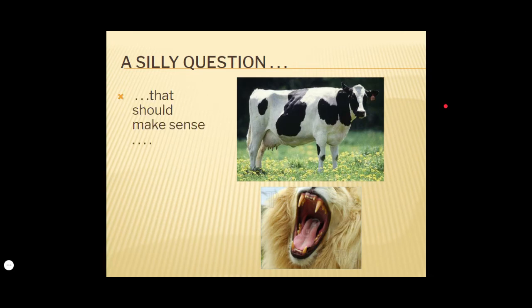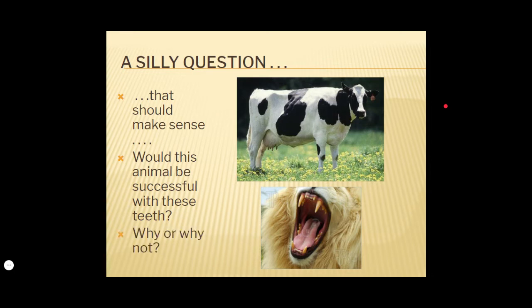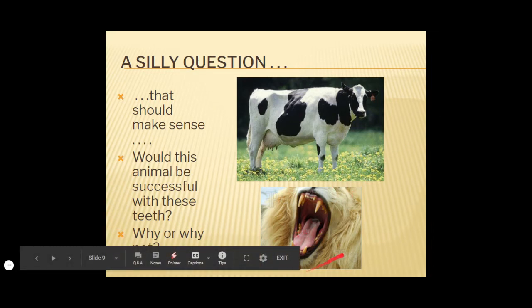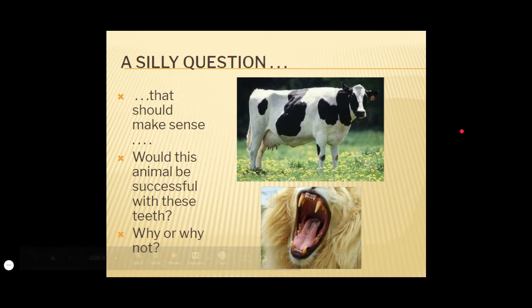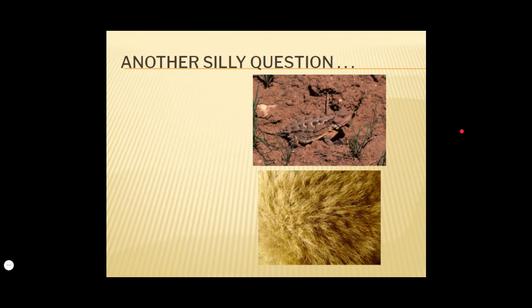Okay, here's a silly question that should make sense. Would this animal be successful with these teeth? Why or why not? Would this animal, this lion, as I'm sure you can tell that's a lion, be successful in eating this cow with the teeth that it has? And the answer is yes. He's got sharp teeth that will help him get his prey. All right, here's another silly question. We have a lizard there, a reptile. Remember, reptiles are cold-blooded. He's covered in scales. And then we have a picture of some fur down here.